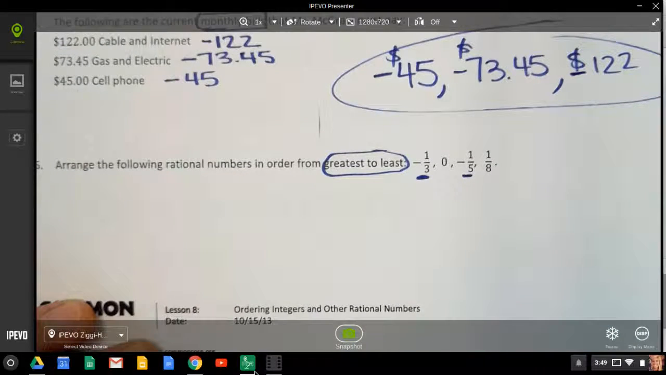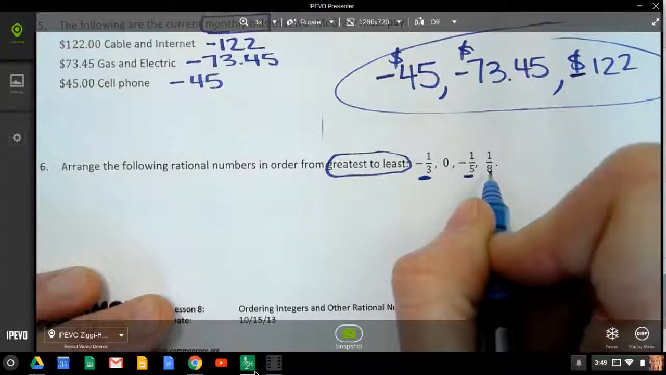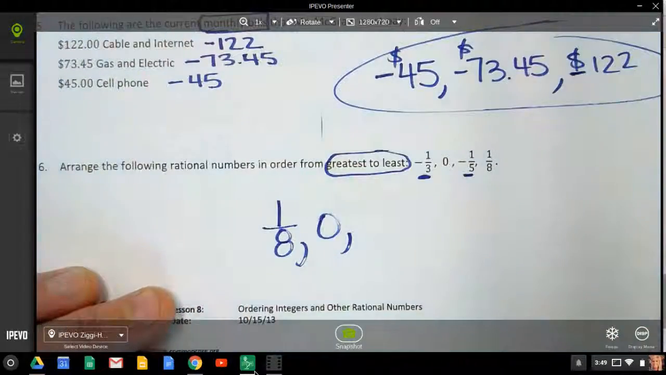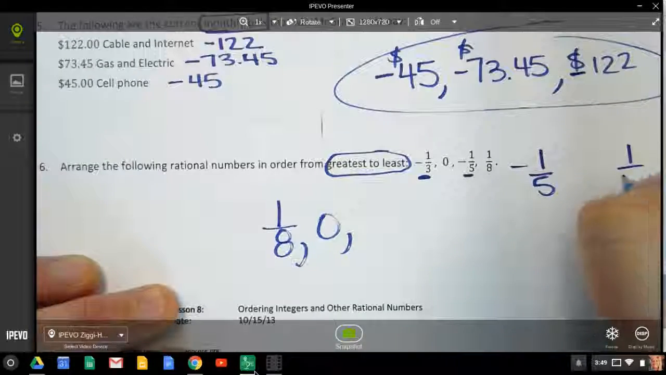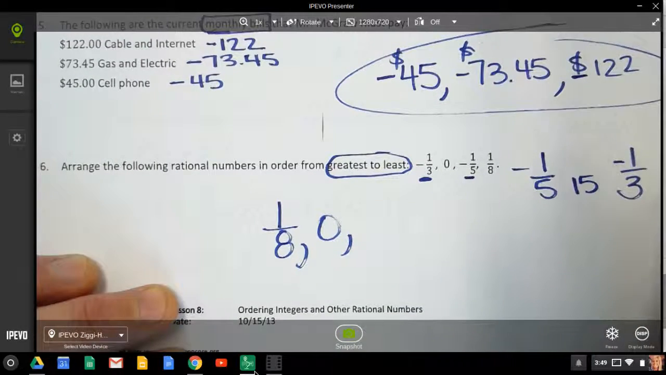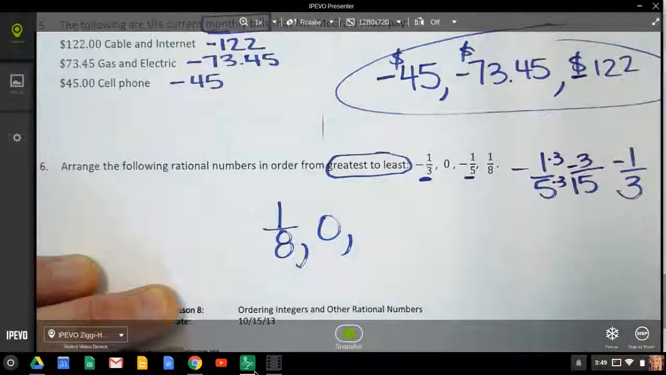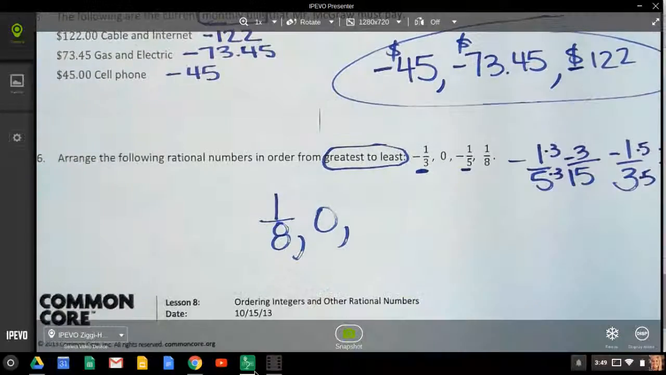Arranging the following rational numbers from greatest to least. So we are going to start with our greatest. Now, if you look, there's a positive. That's our greatest. Then 0. So those should have been easy. Now, these two are the tricky ones. Now, I would have done this. I would have taken negative a fifth and negative a third and made them have the same denominators, 15. So scale up by 3, get negative 3/15, and scale up by 5, and get negative 5/15.